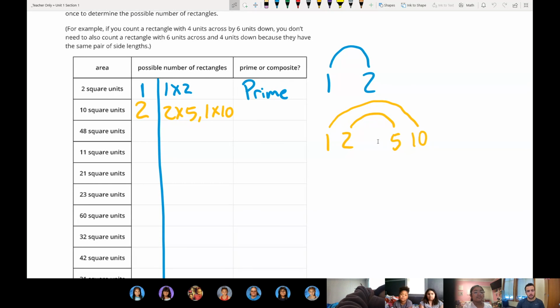And Camila, is that prime or composite? Composite. It is composite. All right, those are the only 2 options for us to use. Either there's 1 possible rectangle and it's prime, or there's 2 or more and it's composite.